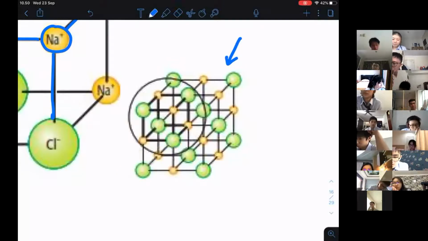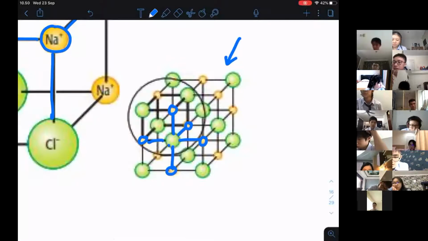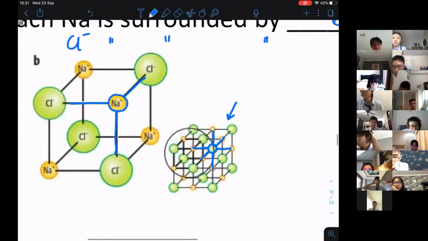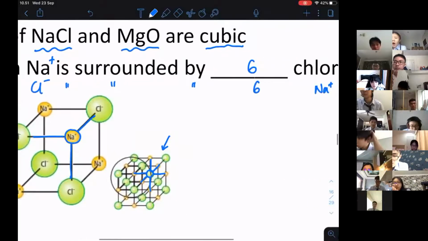If you look at each, each is going to be bonded to 1, 2, 3, 4, 5. But there is another one that will also come over here. Or if you look over here, this one will be a more accurate representation. 1, 2, 3, 4, 5, 6. You can see that. So you need to select the one that is suitable to see, but each of these ions is going to be surrounded by 6.